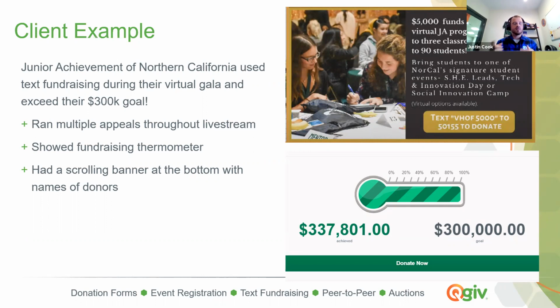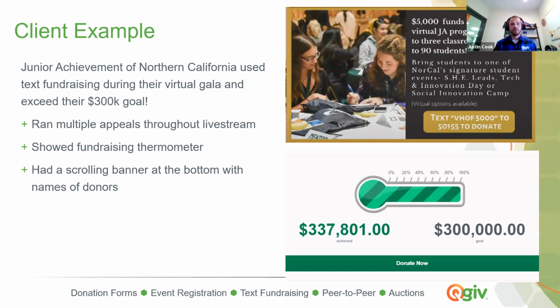I think if I remember correctly, they ran about 6 or 7 appeals throughout the night. They started at about 40%, and the last communication that they sent out, the last appeal that they ran, they were at about 97%. And just over that last 5 minutes or so from them running the appeal to the end of the live stream, they had hit their goal and exceeded it up to that $337,000.